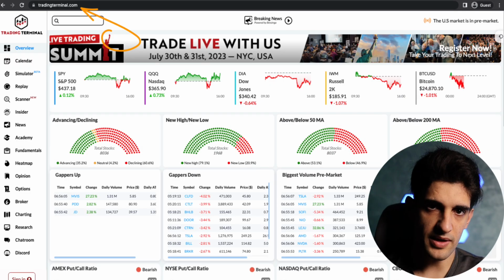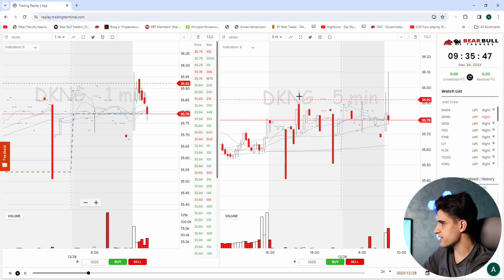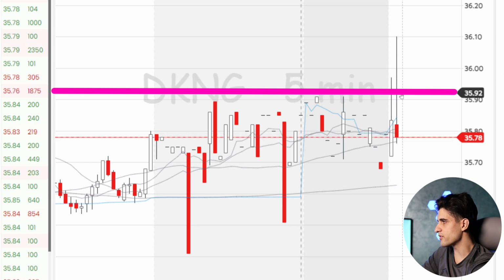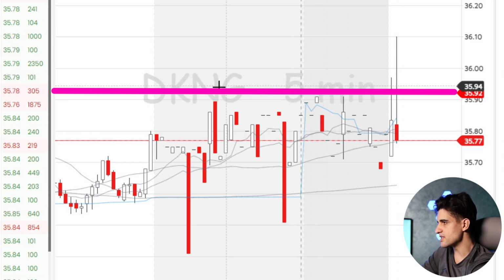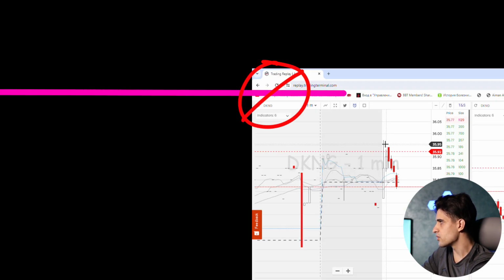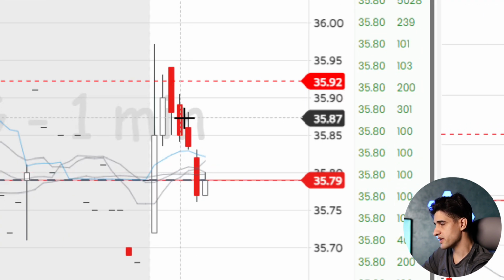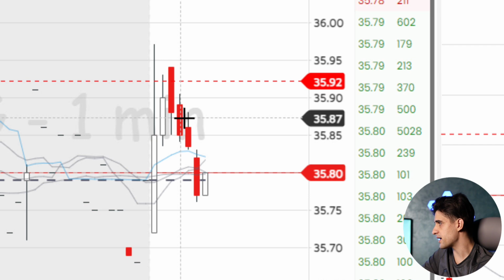Let's go to the trading terminal replay feature just so that I show you how I executed this trade in real time. So there it is. That's the level that I'm interested in playing the breakout from, 35.92. This is the level that held for a couple days. And even though this level did break around 9:30, we don't need to have any FOMO. I mean, if you played it around here and you got stopped out in these 2 minutes, that's totally fine, and that is part of trading.